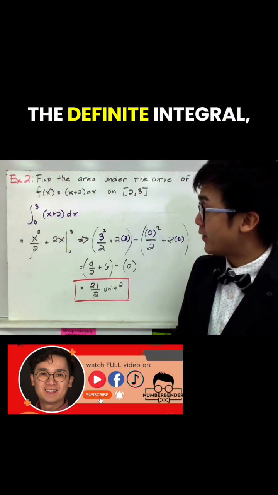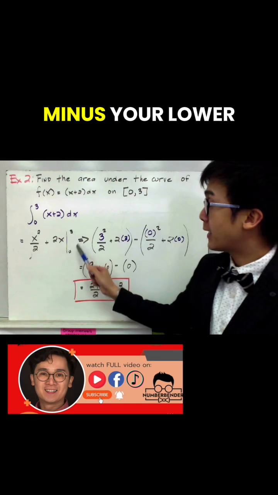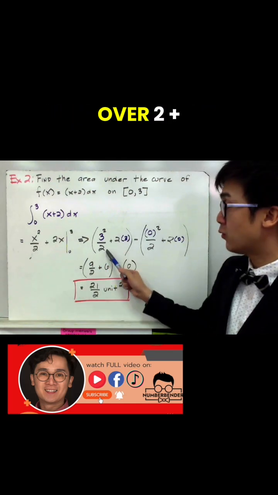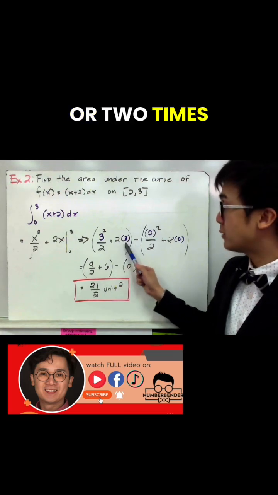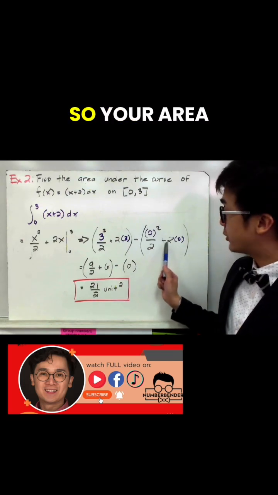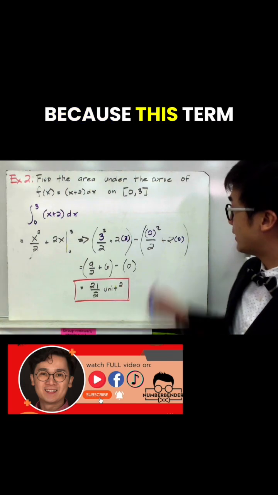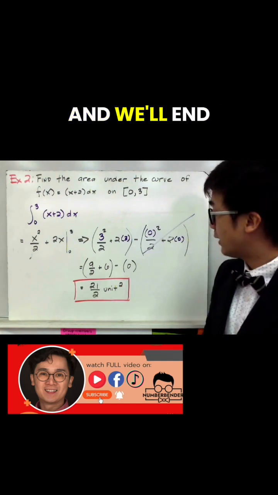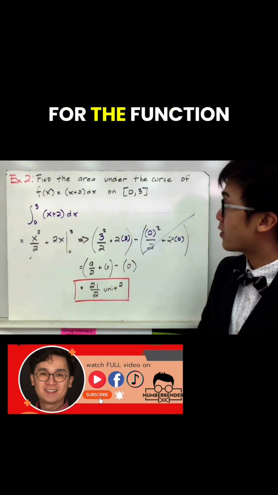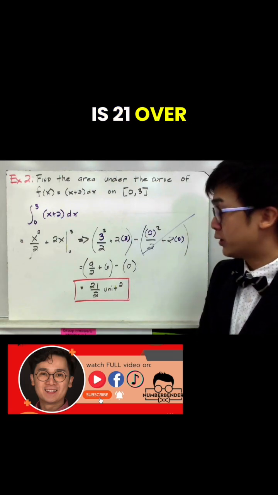To evaluate the definite integral, just substitute your upper limit into your function minus your lower limit substituted into your function, and you'll have 3 squared all over 2 plus 2 times 3, minus 0 squared all over 2 plus 2 times 0. So your area under the curve will give us 9 over 2 plus 6 minus 0, because this term will cancel out, and we'll end up with 21 over 2 units squared. So the area under the curve for the function x plus 2 dx within 0 and 3 is 21 over 2 units squared.